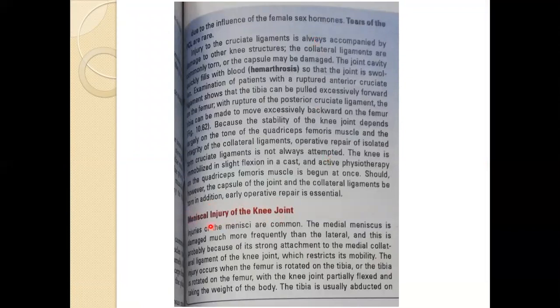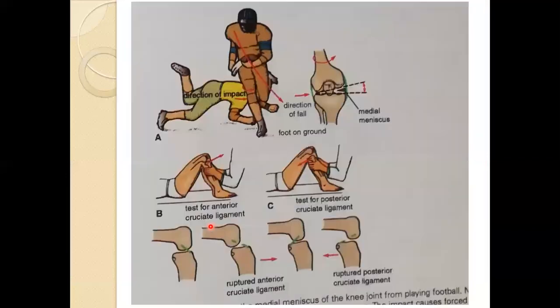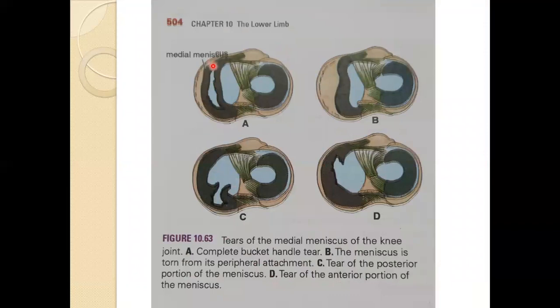Meniscal injury of the knee joint. We have already studied that of the two menisci of the knee joint, the medial and the lateral meniscus, the medial meniscus is relatively more fixed compared to the lateral meniscus. The medial meniscus is a larger one, and also has attachment with the medial collateral ligament. That's why it can easily be crushed between the femur and the tibia, and it is more prone to rupture, right?